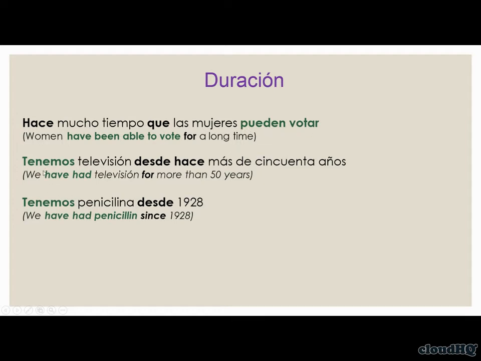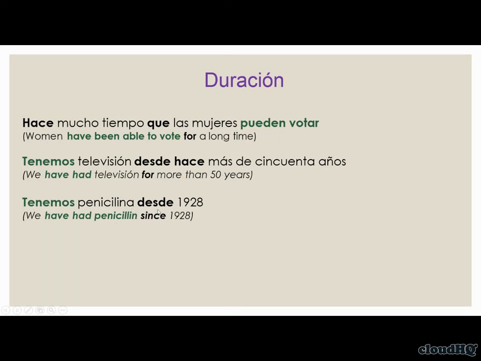The other two are closer to the English. Tenemos televisión desde hace más de 50 años. We have had television for more than 50 years. So, tenemos in the present. Televisión desde hace, and that hace requires the amount, the how long, más de 50 años.